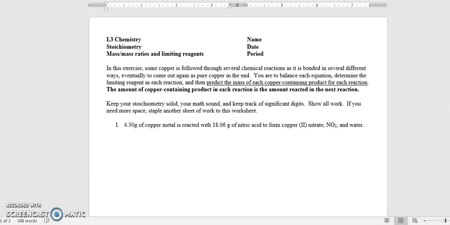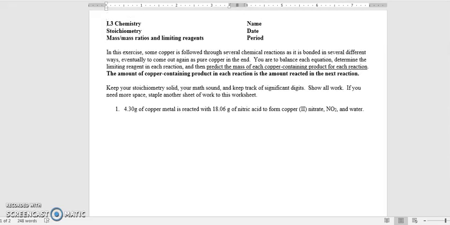Hello people, I understand this following copper activity is driving some of you guys crazy. So let me see if I can help you with it.